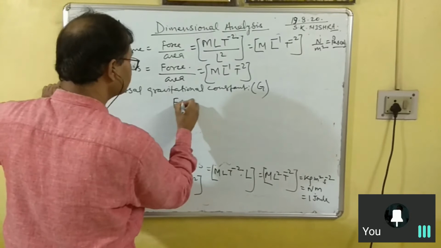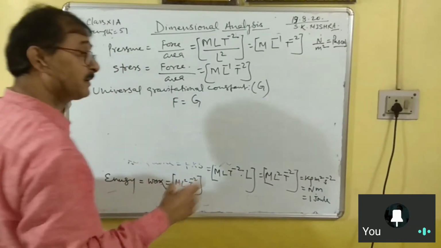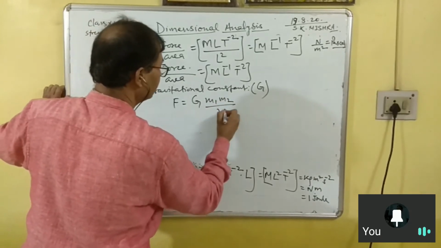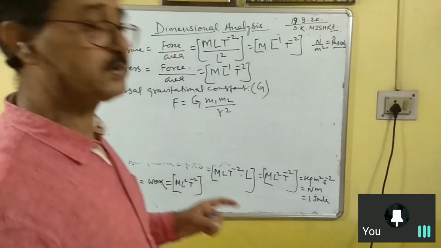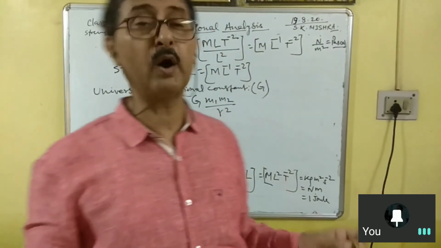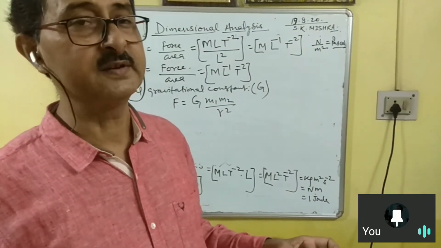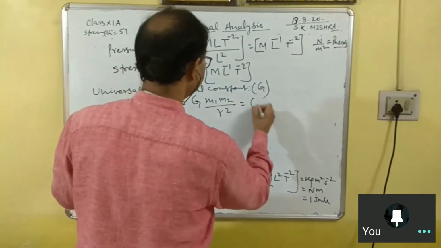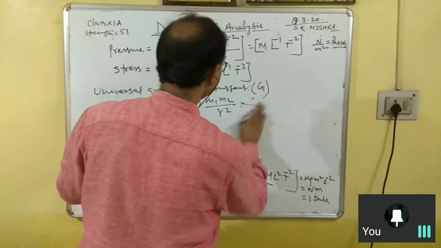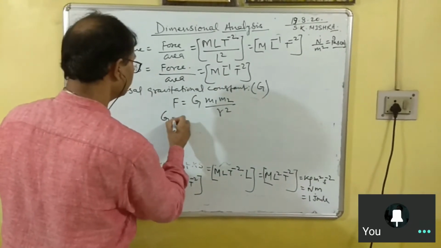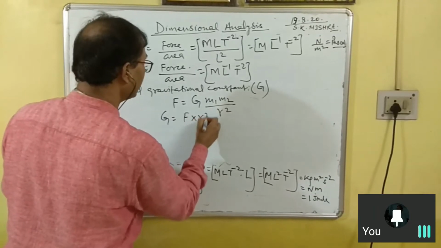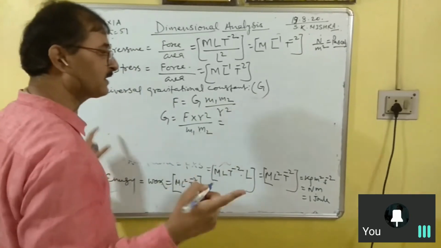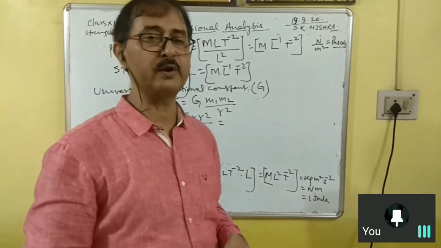Why? Because we know the gravitational force between two bodies is G m1 m2 by r square, where r is the distance between the centers of the two bodies, the center to center separation. So you have to find G. Let us first write the formula: G is F into r square by m1 into m2. You have studied this formula in class 9, if you can recall. Am I right?